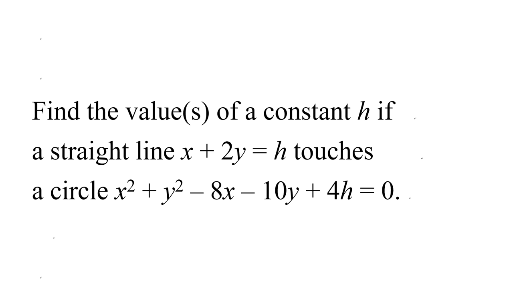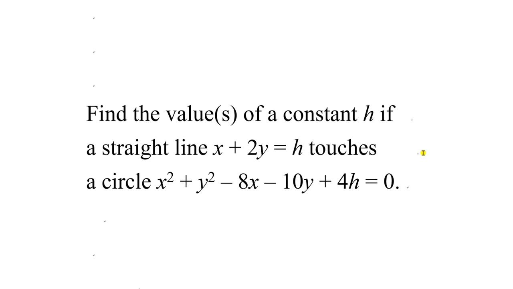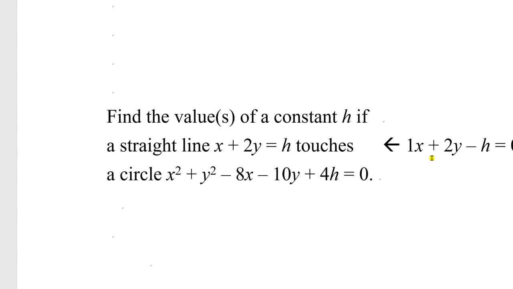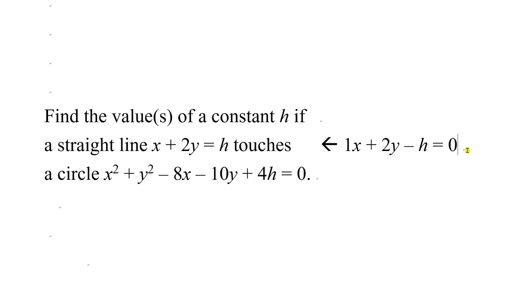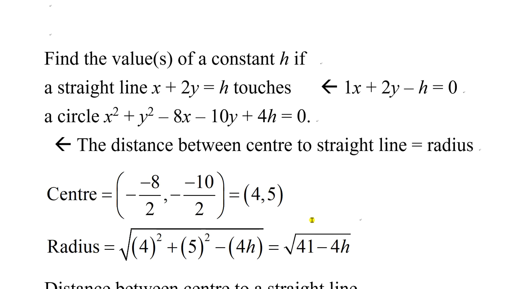Okay, for this question, we have the second method to do it. That is, if we want to consider this straight line touches a circle, then you need to find a constant h. Then how can we find this value of h? First of all, you change this straight line to the standard form first, and then we can try to find the center and radius of the circle in terms of h first.